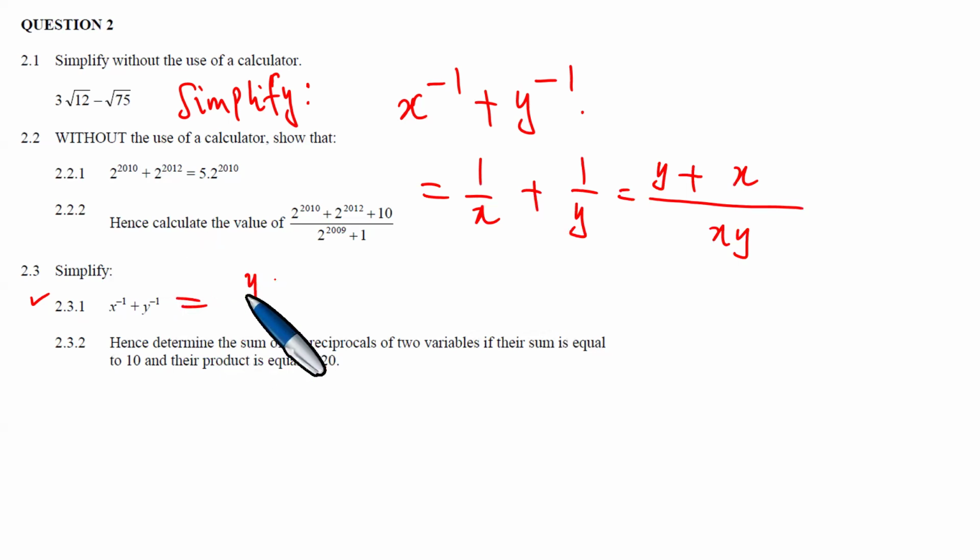So by this one, you get exactly y plus x all divided by xy. Another student can also write it as x plus y divided by xy. So you have those particular answers there.